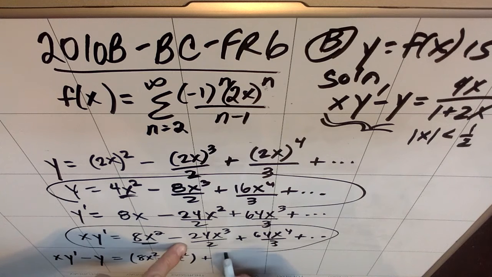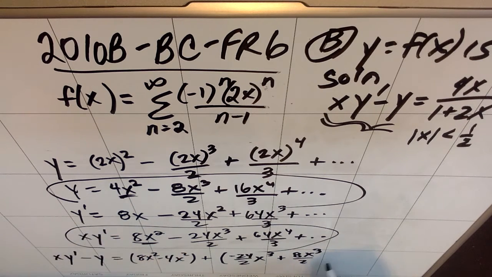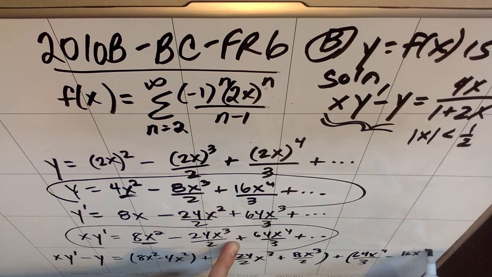Plus, the next term would be this negative 24 halves x cubed minus a negative, so that would be plus 8x cubed, they're both over 2. And then I could do the same thing with the next term. The next term is plus this 64x to the 4th over 3 minus 16x to the 4th over 3. And I get plus dot dot dot.